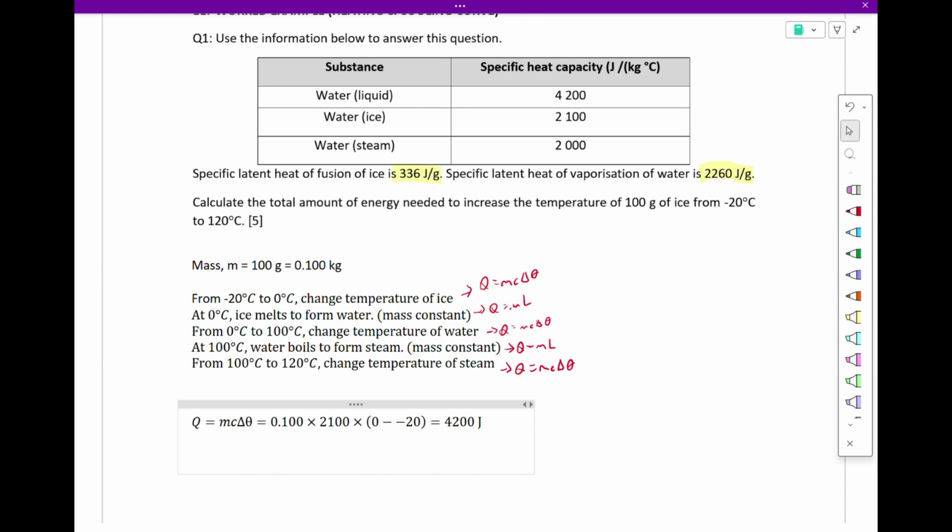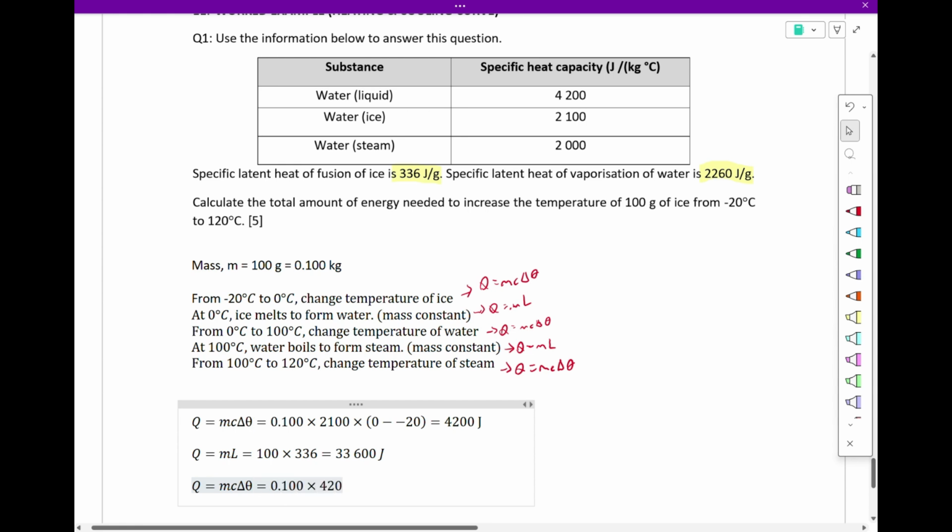Then after that, we know that ice will melt. So what happens? We know that when you melt ice, it is using fusion, solid to liquid, right? And the mass should be 100 times L, which is 336. So 33600. And this is in joules as well. Next, change in temperature of water. So I'm just going to take this formula, so I don't need to write it so many times. Okay, and basically same mass, but now my c is for liquid water, and your change in temperature is 100 minus 0. So press the calculator.